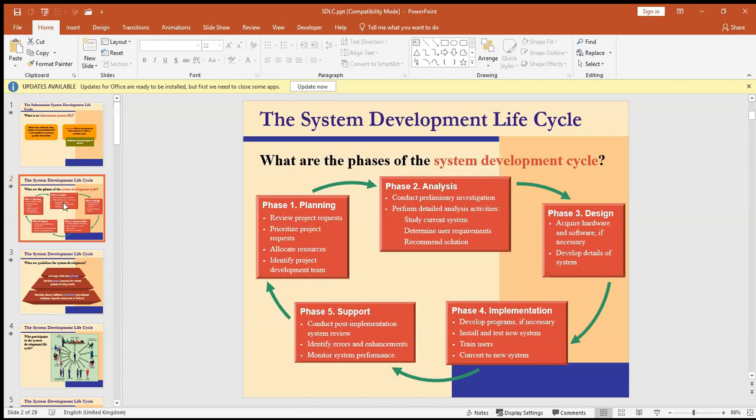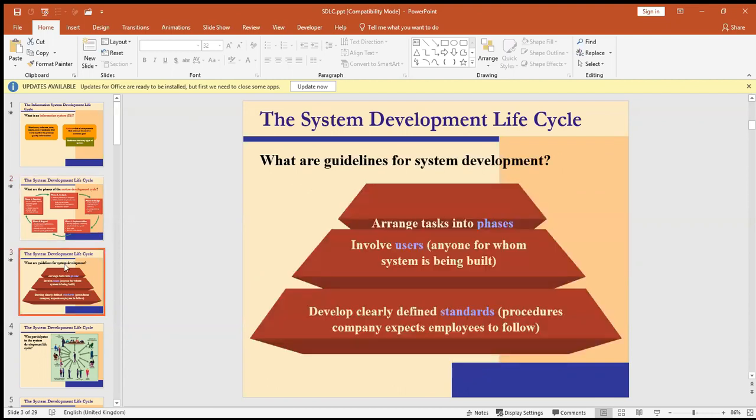Now we are going to talk about them in detail, okay? For example, what are the guidelines for system development? What do you look at, okay? Before you can look at assembling the different components that you need to have available for the system to be assembled.